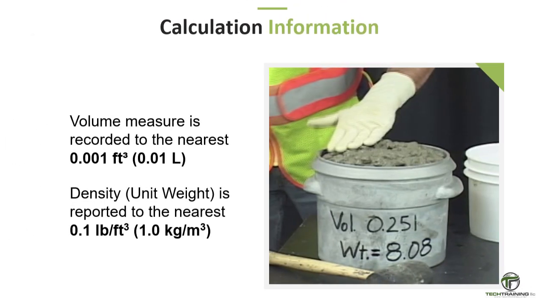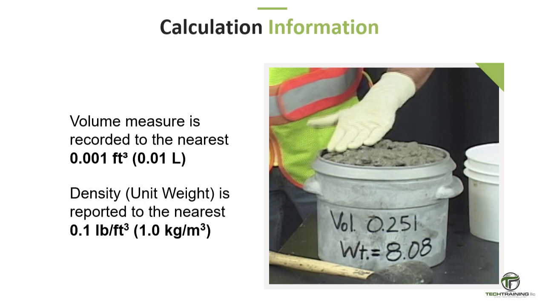Now, as we prepare to do the calculations, the volume of the measure used must be reported to the nearest 0.001 cubic foot, or 0.01 liters, and the density, or unit weight, is reported to the nearest 0.1 pounds per cubic foot, or kilograms per cubic meter. Because the yield calculations reported vary between inch-pound units and SI units, we will do the calculations separately.